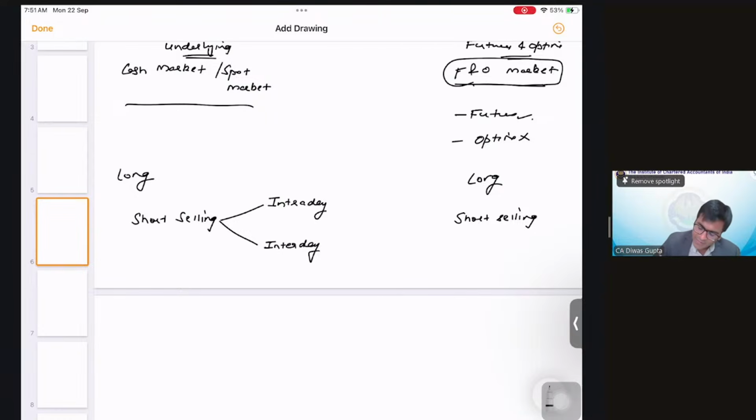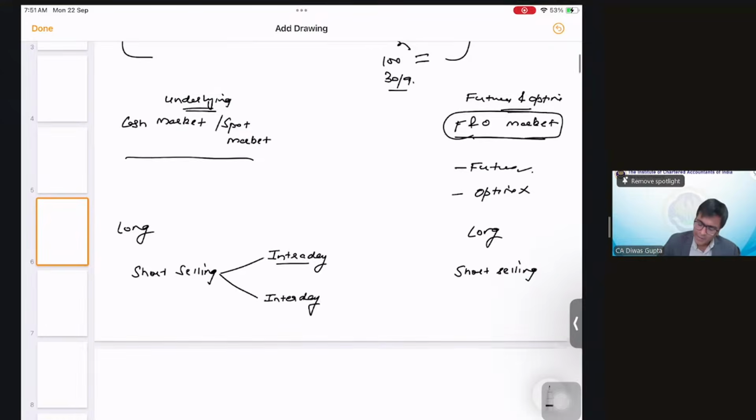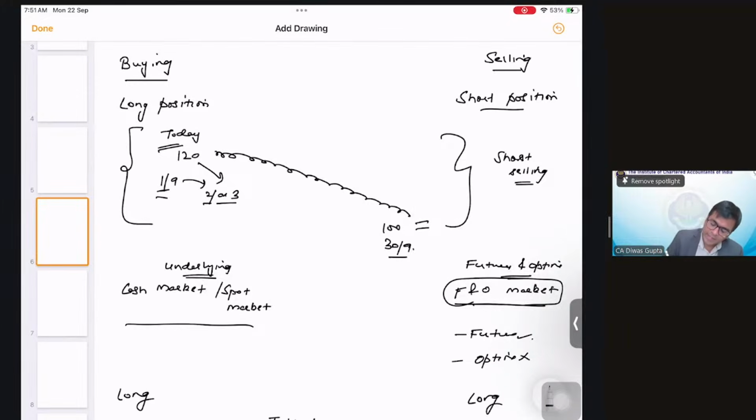But if it is within intraday, meaning within the same day you are purchasing and selling, or within the same day in the morning at 10 o'clock you are selling and in the evening at 3 o'clock you are purchasing it back, that is allowed. Because within the same day you have squared up your position. So intraday it is allowed. Interday it is not allowed. In this case it was interday, right?